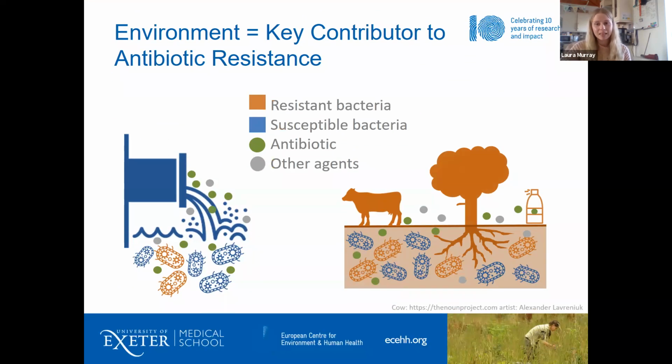This selective pressure happens as a result of antibiotics being discharged into the environment. For example, waste from production or use, residues found in livestock manure, or from the application of antibiotics to crops for disease prevention. Resistance can be maintained in the environment, and for this reason, it can be considered a reservoir of resistance.